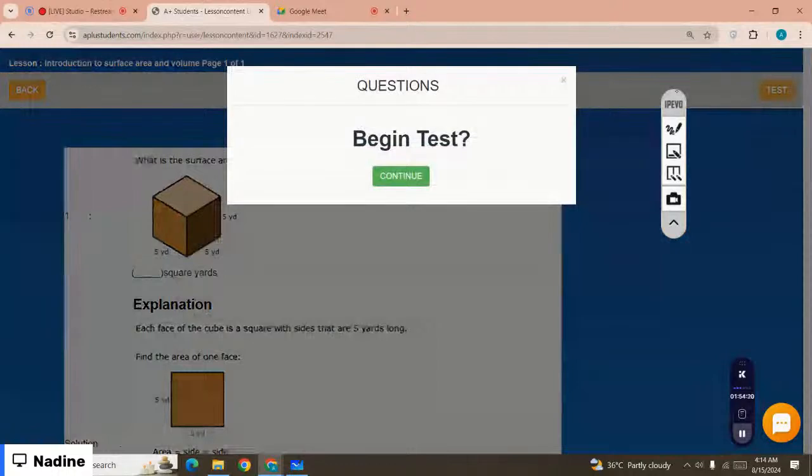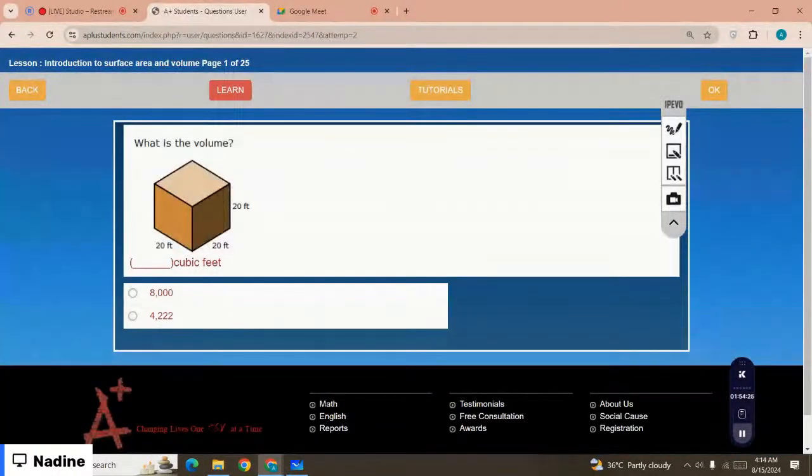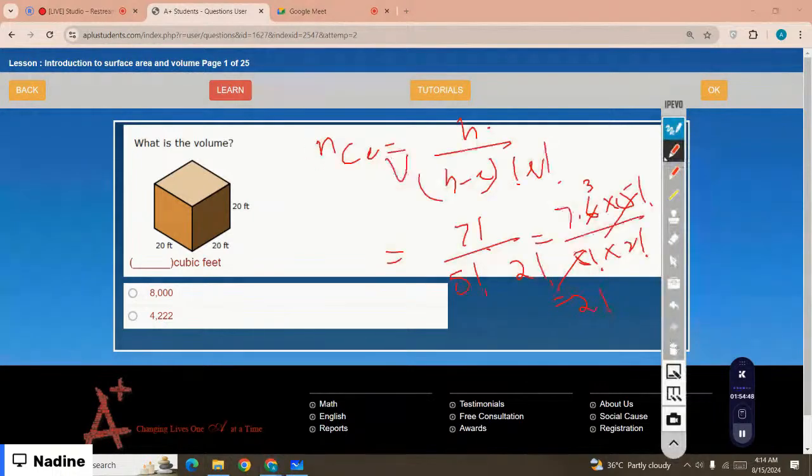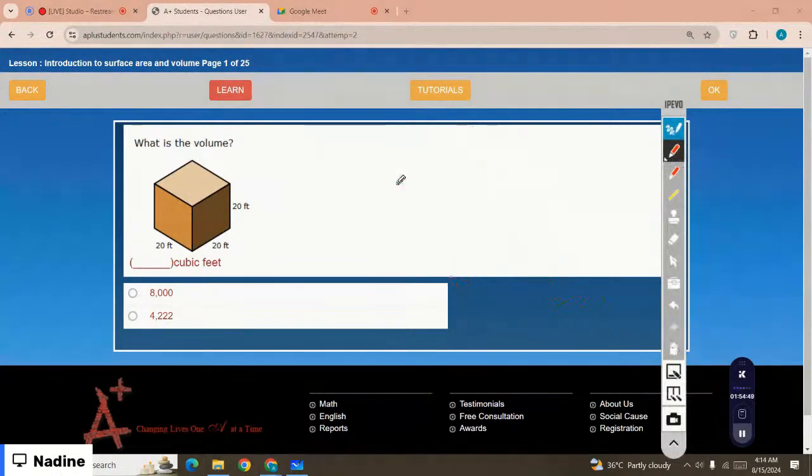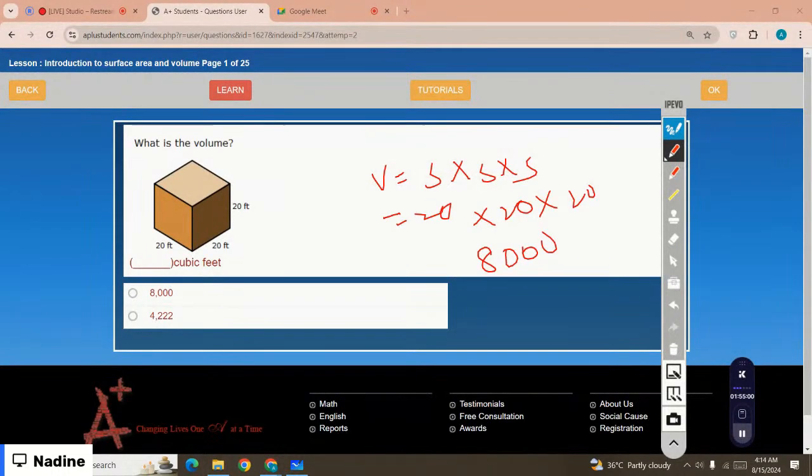Let's just start with the test questions. You have to calculate the volume of the cube. So how do we find the volume of the cube? The volume of the cube is V equals side times side times side. So one of the sides is 20, and 20 times 20 times 20 is 8,000. The correct option is 8,000.